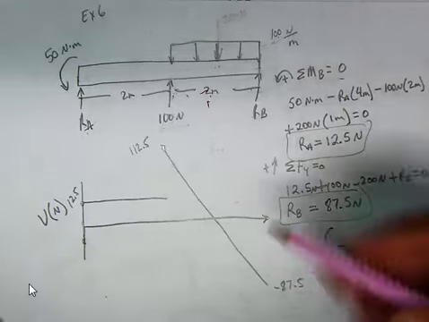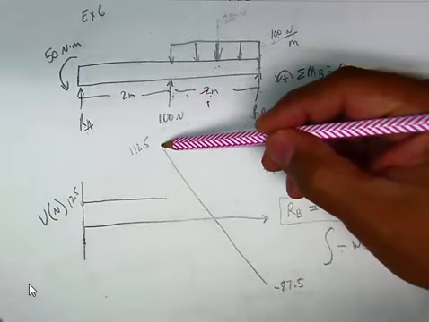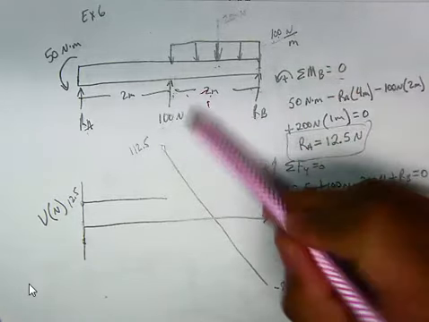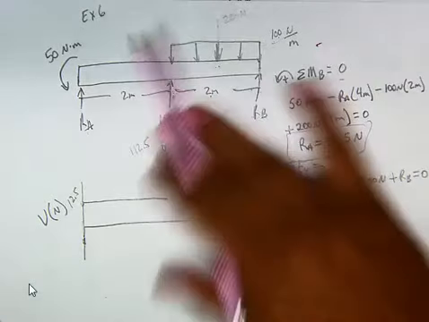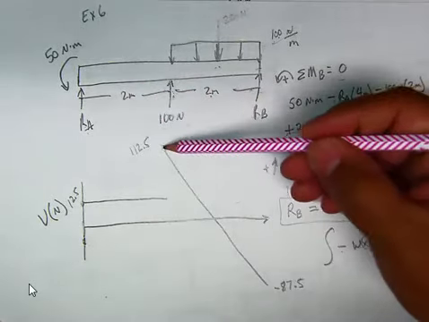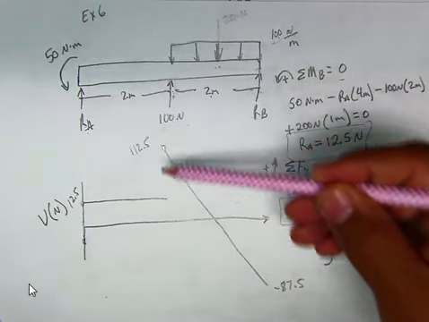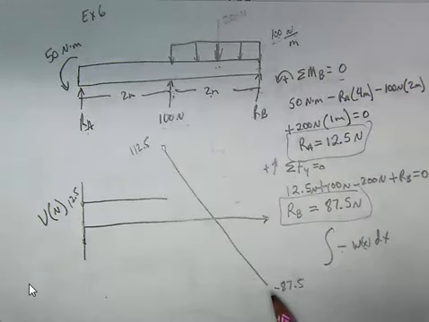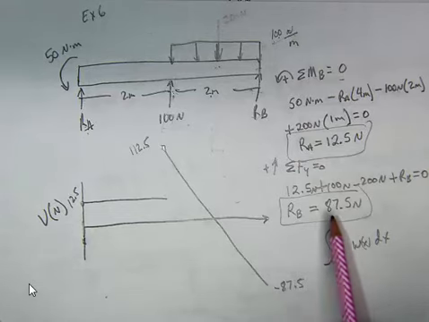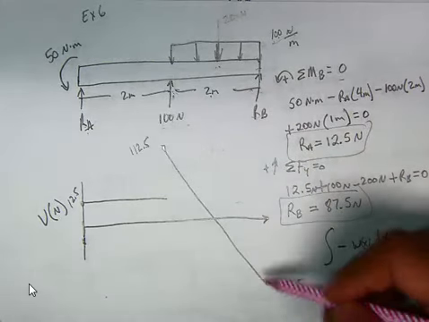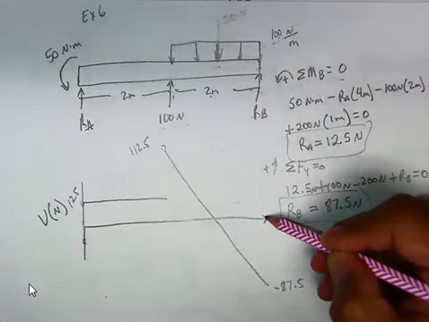Sorry, guys. Okay, so again, this is a negative 100 slope for a distance of 2 meters. That brings us down 200. So if this is 112.5 minus 200, that's negative 87.5. And it makes perfect sense because look at our last jump. Our RB pushing up is 87.5. So it takes us back to 0.